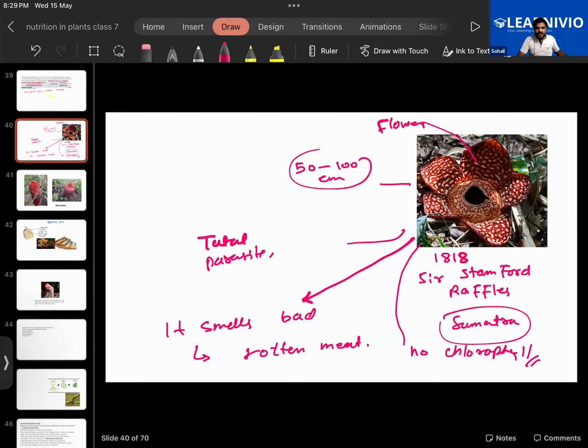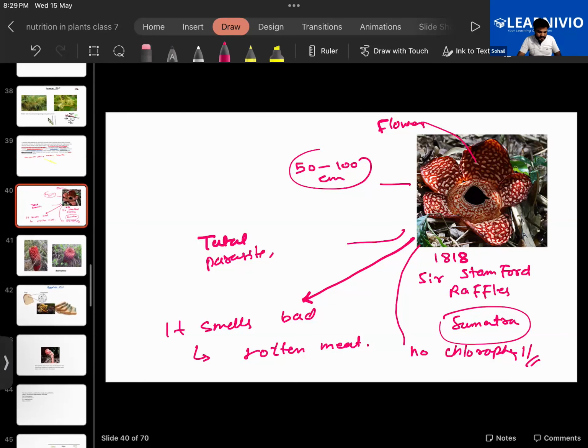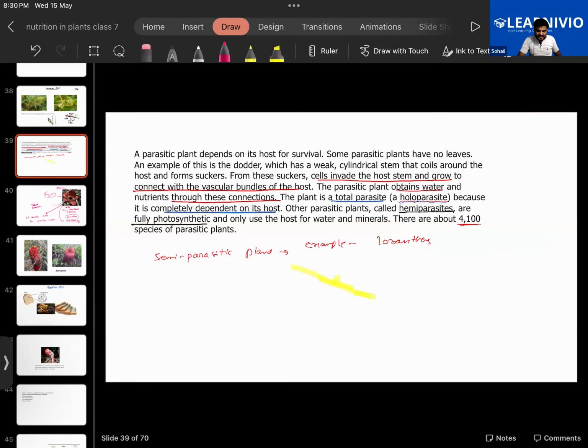You have some other examples of partial parasites also. We were talking about partial parasites like hemiparasites. You had one example of Loranthus. You have an example of Viscum also. So Viscum is also one such example, right?